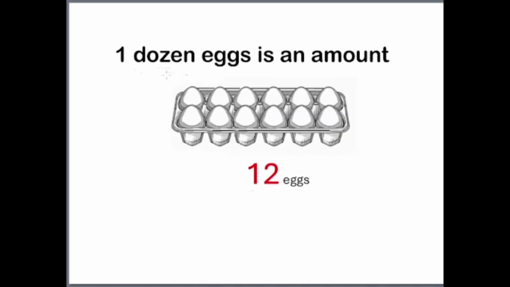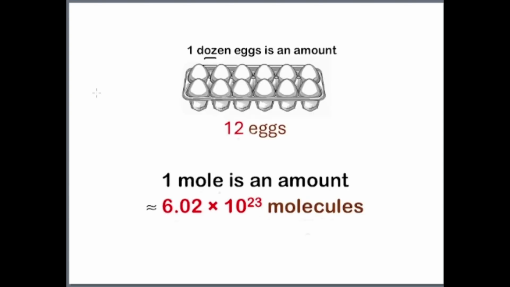Let's start out by talking about the term a dozen. A dozen is an amount. A dozen means 12. So if I have a dozen eggs, I have 12 eggs. Two dozen eggs, I have twice that many eggs. Now when we talk about molarity as an expression of concentration, we need to understand this term mole. A mole is an amount, so just as a dozen means 12, a mole means a certain amount. It means 6.02 times 10 to the 23rd molecules.